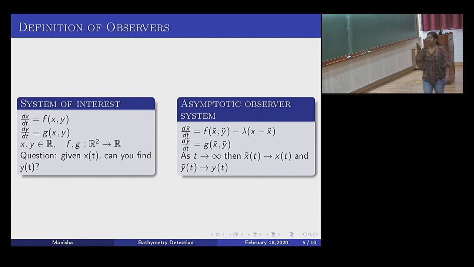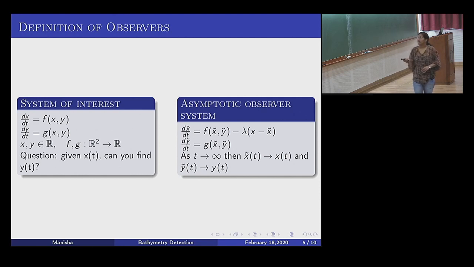So let me talk about the second half of the title of my talk, which is observer. The definition of an observer: let's consider a very simple system, which is a coupled ODE initial value problem. The question is, given x, can we find y? Which means that if we are given a part of the trajectory of the solution, can we find the full trajectory?